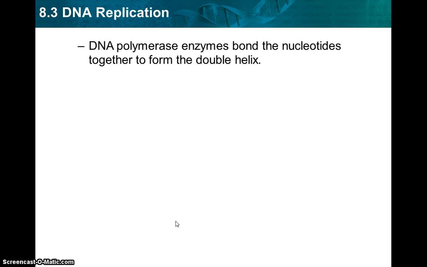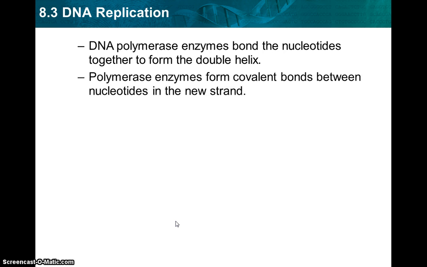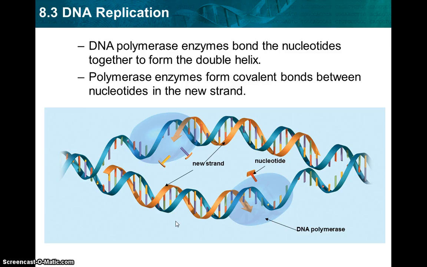DNA polymerase is the enzyme that bonds the nucleotides together to form a double helix. The polymerase enzyme will form covalent bonds between nucleotides in the new strand as well. So we have the old strand right here, which is the blue, and then the orange is going to be the new strand. And C is going to bond with G, and A is going to bond with T. So you're always going to see yellow with purple or green with red. And that's how it's always going to be.